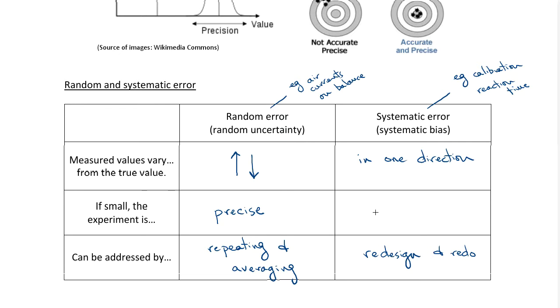If there is relatively little systematic bias in an experiment, then we say that the experiment is accurate because the results that we're going to get are not going to be skewed. They're going to be close to the true accepted value. So that's random uncertainty and systematic bias.